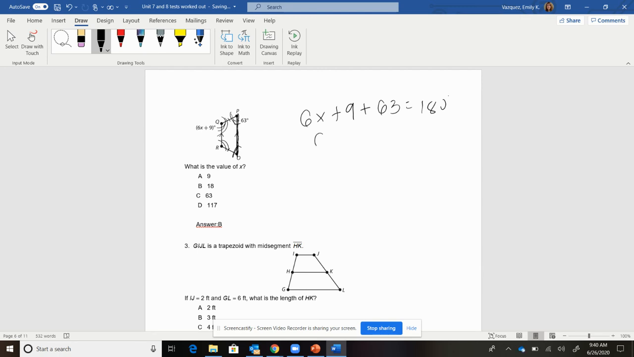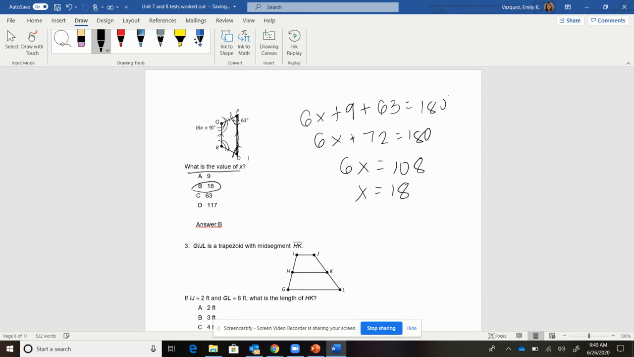So now I'm just going to combine. And I'm going to subtract 72 on both sides. And I'm going to divide by 6. And I'm going to get x equals 18. And that is what I was asked for. What is the value of x? The value of x is 18.